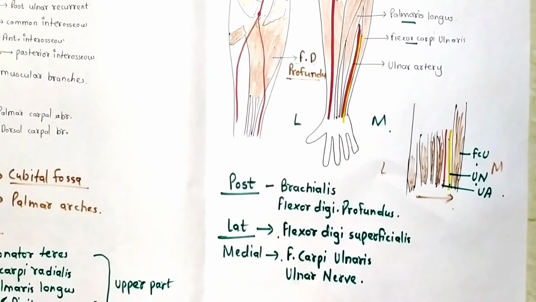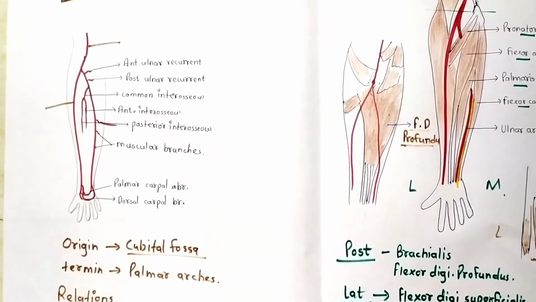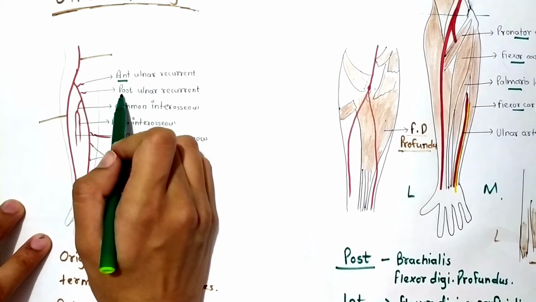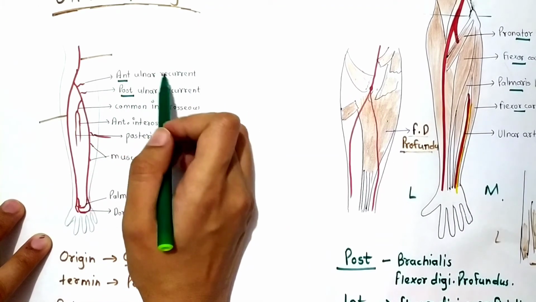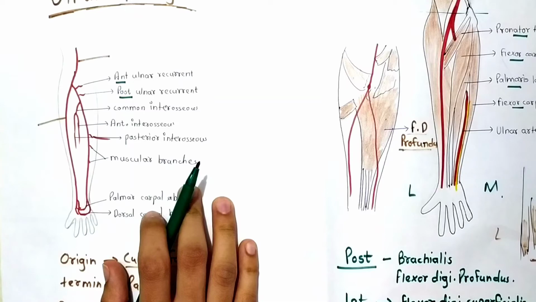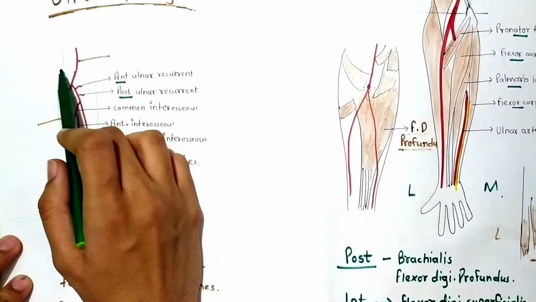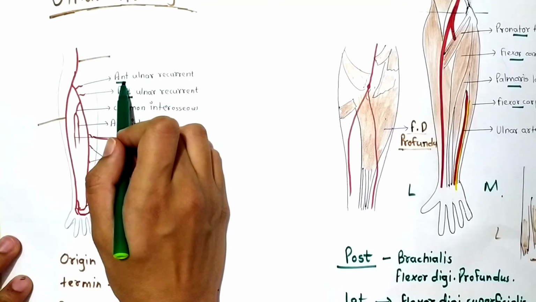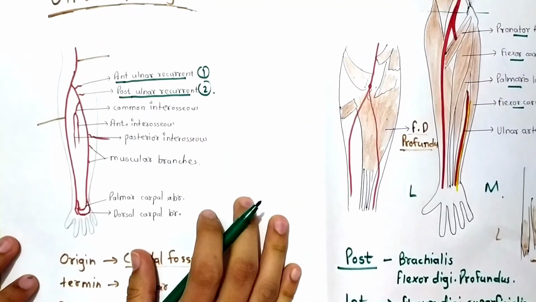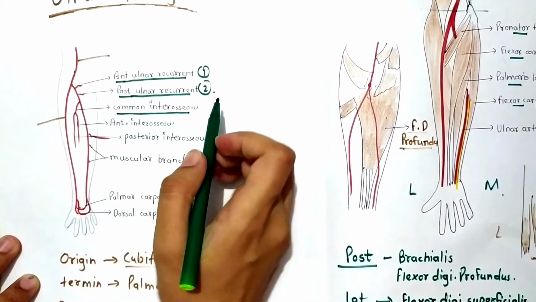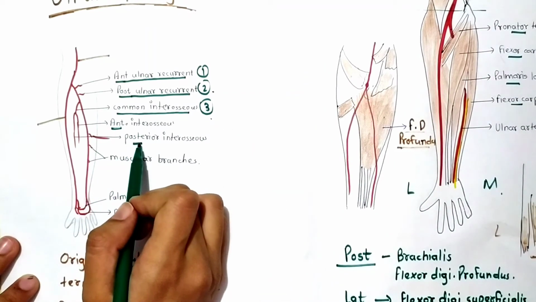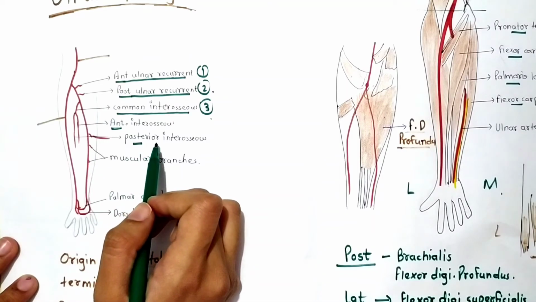Now let's see the branches. In this diagram the branches are anterior ulnar recurrent and posterior ulnar recurrent. Recurrent means these arteries are going upward, in the opposite direction, to participate in the anastomosis around the elbow. So these are the anterior ulnar recurrent and posterior ulnar recurrent, first and second branch. Then there is the common interosseous, third, which again divides into anterior and posterior interosseous. The branch from this posterior interosseous also participates in the anastomosis.